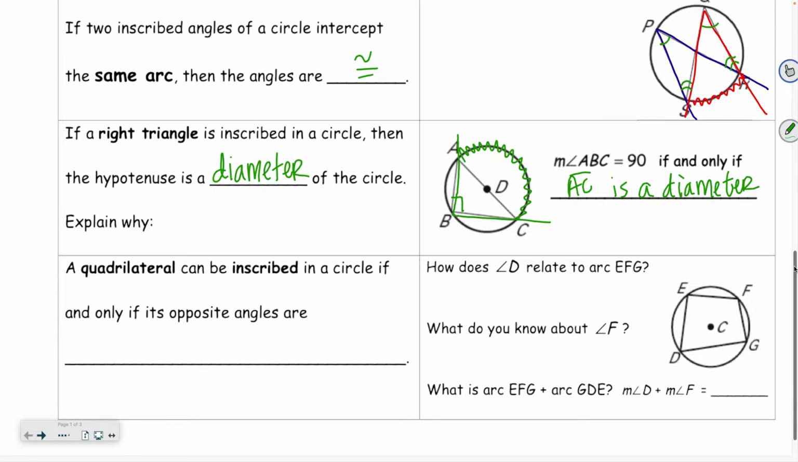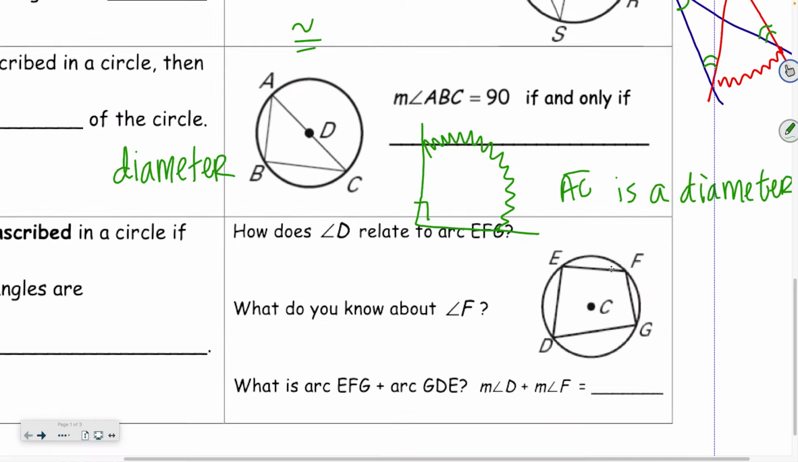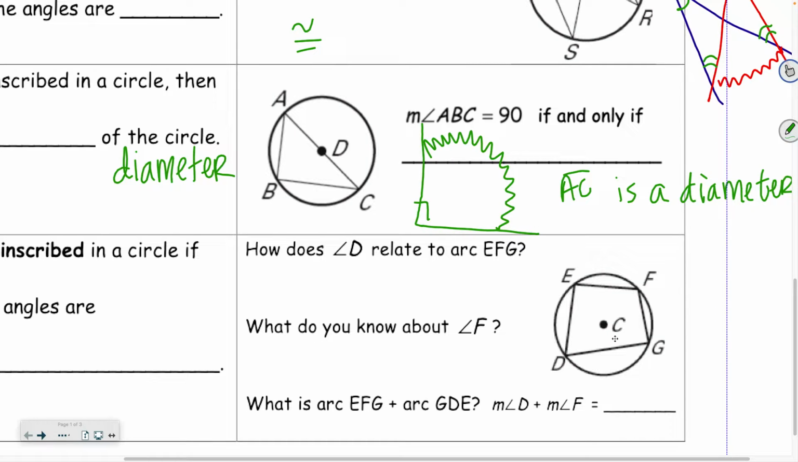A quadrilateral can be inscribed in a circle. First of all, what's a quadrilateral? It's a four-sided figure. If and only if its opposite angles are blank. So let's look for a second at this picture. Complementary? No. Supplementary. So we've heard equal, supplementary, complementary. We know it's one of those. Supplementary.